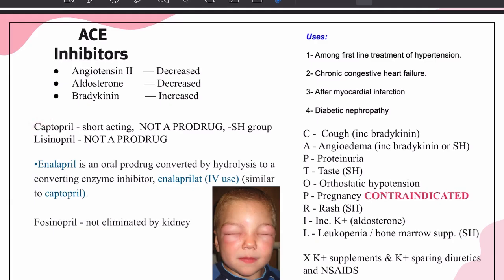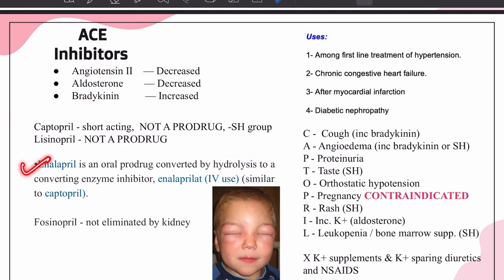It's a short-acting drug. It is not a prodrug, meaning you can administer the drug and it causes the action right away without going to the liver and getting changed, which is the same as lisinopril. Now, why am I mentioning this? Because all of your ACE inhibitors, excluding these 2, are prodrugs. So they need to go into the liver to get hydrolyzed into their active form.